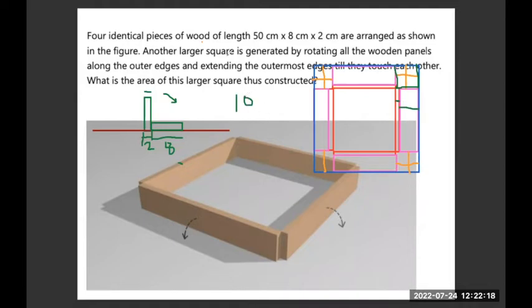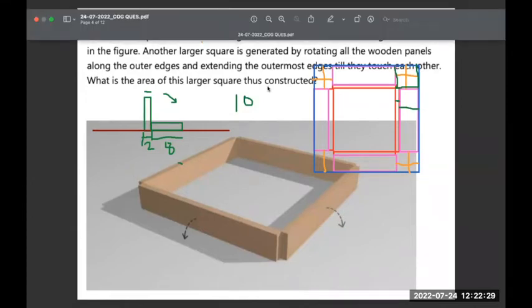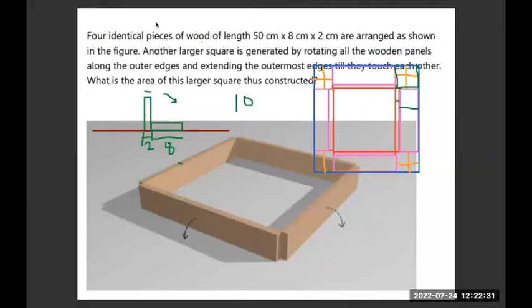Is that clear? Students, is it clear? Or do you have a doubt? Why is it 10? Is that clear? Yes.